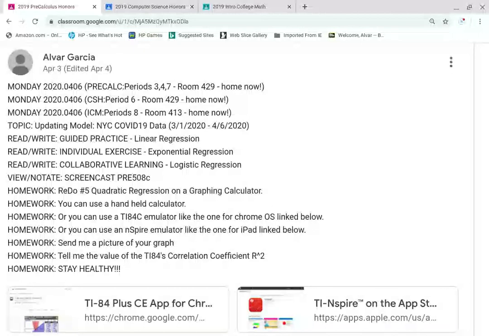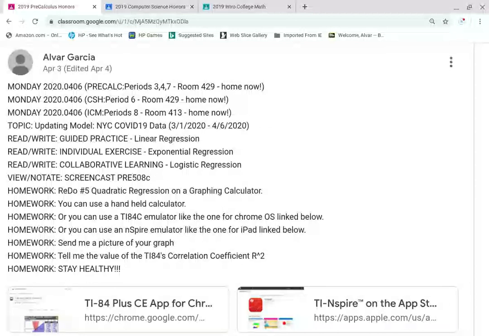Let's see. What are we doing today? We're going to go over the model again. We're going to update it, but first, let's go back over the two homeworks from the last 2 Mondays. All right. So what's the homework tonight? Redo number 5 on your graphing calculator, the quadratic regression with the new data. I'm going to give you new data today.